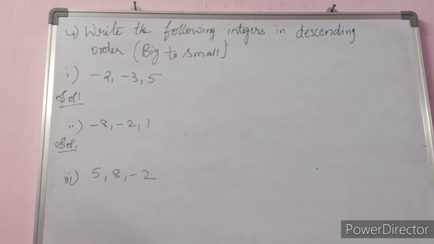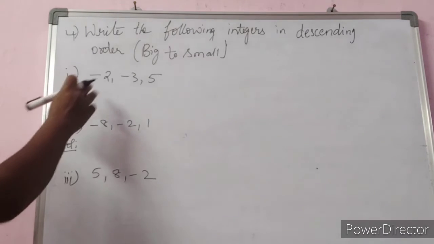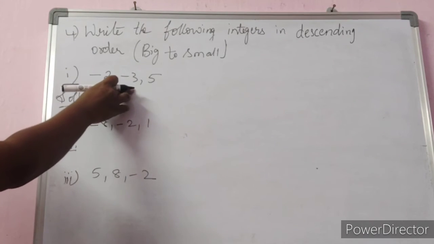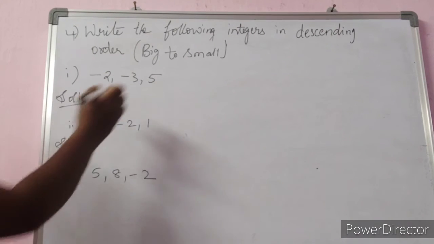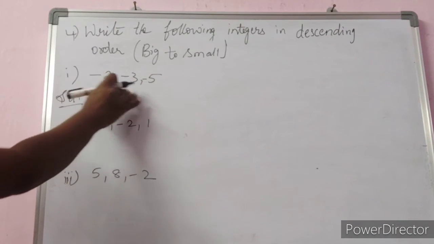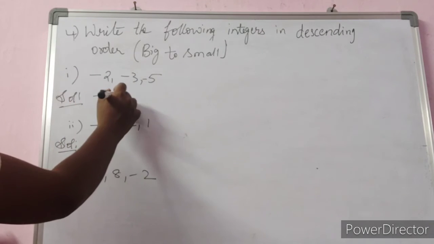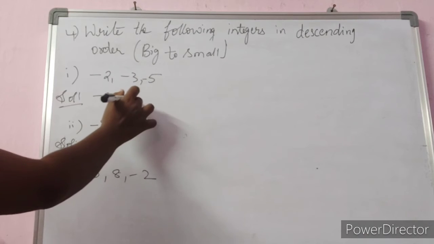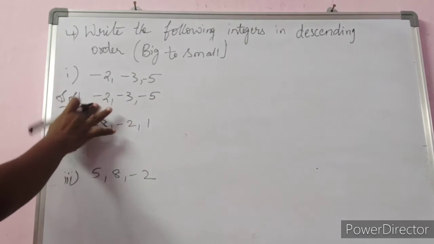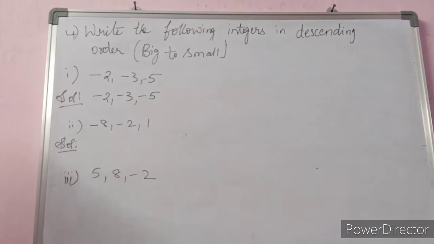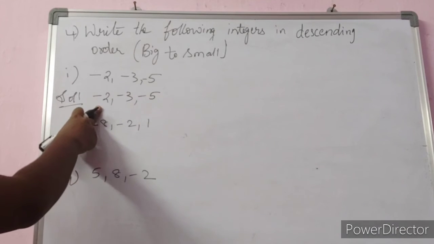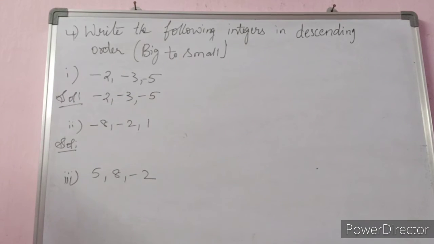Next, the fourth question is, write the following integers in descending order. Descending order means biggest number to the smallest number. So this will be -5. This is the same order, children. -2 is the biggest one, and the next biggest is -3 and -5. So -2, -3, -5. So -2 is the biggest number, -5 is the smallest number.